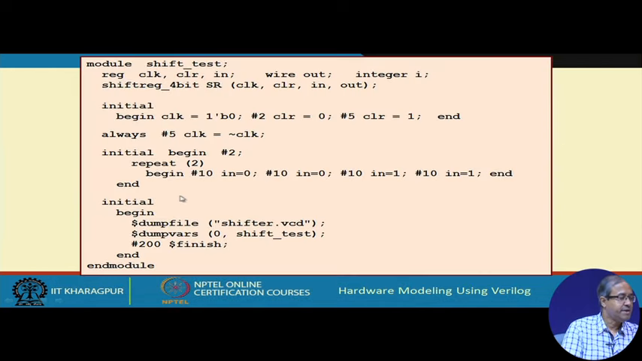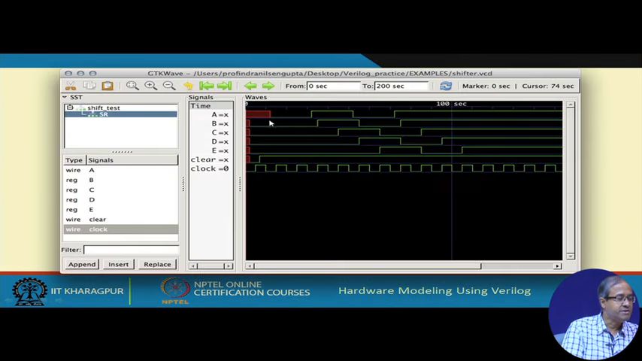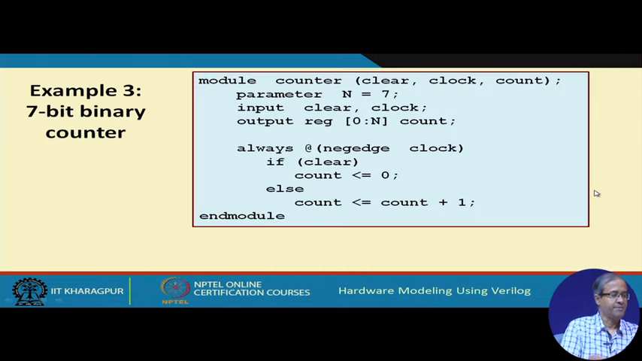So, you see this 0 0 1 1 I am repeating 2 times, repeat 2. So, 0 0 1 1 0 0 1 1, that is why you see 0 0 1 1 0 0 1 1, then it remains 1 and it nicely gets shifted, right, fine.